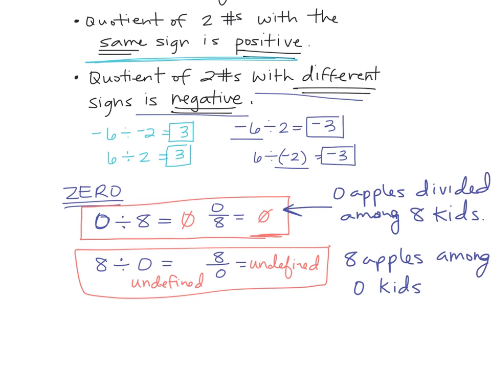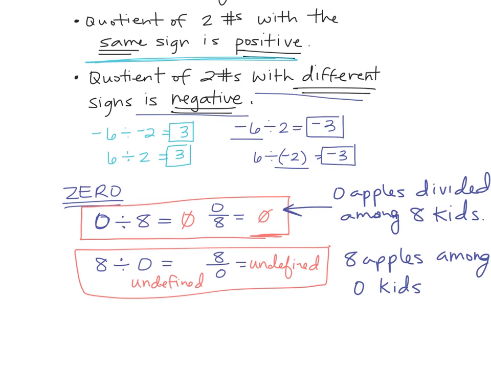Okay, well, if there are no kids to divide the apples into, there's no way to divide those apples, right? So 8 apples among 0 kids is undefined. You can't do it. But you could take 0 apples and split that up among 8 kids. They would all get 0 apples, okay? So just keep that in mind as you think through it.